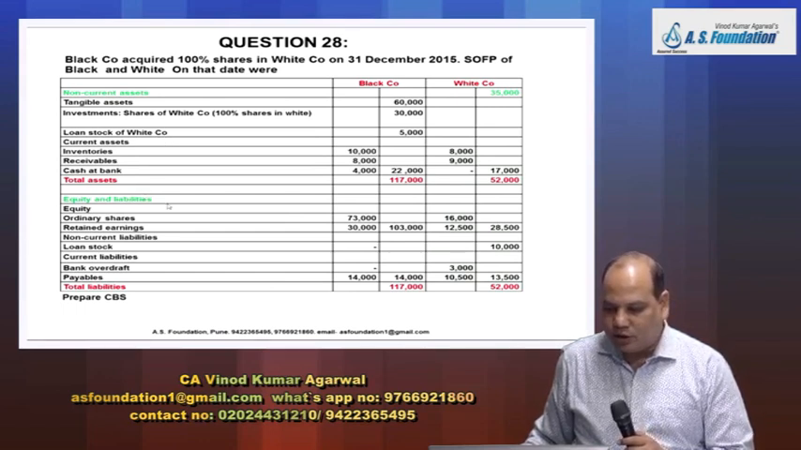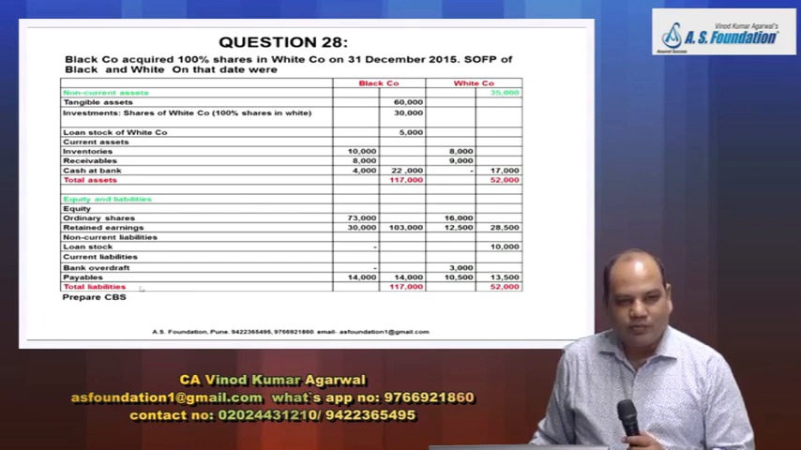Then equity and liabilities. Equity share, ordinary share, retained earning, non-current liabilities, loan stock. Tick mark loan stock. So if you see, loan stock of white company is 5,000 here, and in white company loan stock is 10,000. So out of 10,000, 5,000 is receivable or payable to black. So 5,000 we will cancel. Then current liabilities, bank overdraft, payable, total liability.